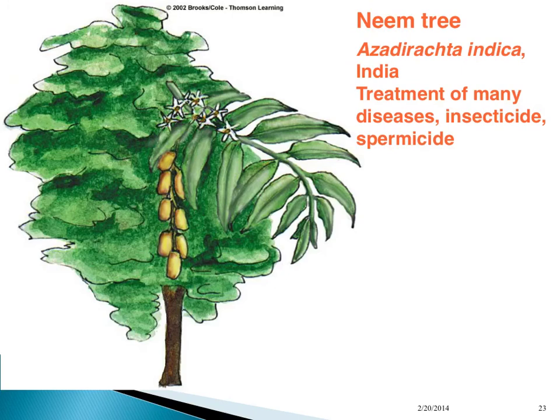Neem tree is another one, which is grown oftentimes in India. It actually is a very versatile tree. It grows really quickly. It doesn't require a lot of herbicides, and it actually can be used to treat a lot of diseases. It can be used as a natural insecticide and actually can be used as a spermicide.